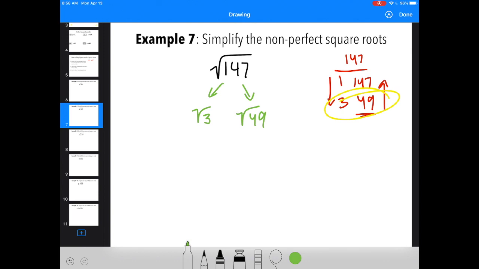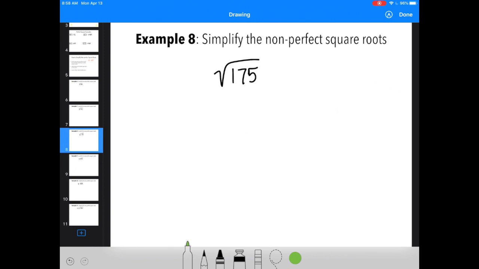Does square root 3 simplify? No, it does not. So that's going to drop down. Does the square root of 49 simplify? Yes, to 7. I cannot leave it like that, so I'm going to bring that 7 to the front to give me 7 square root 3. All right? Okay.